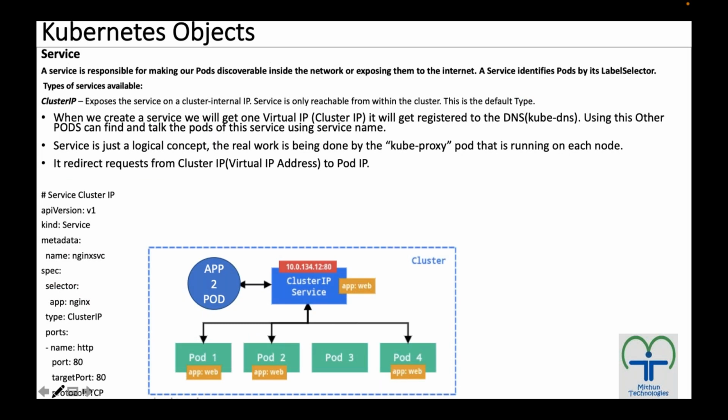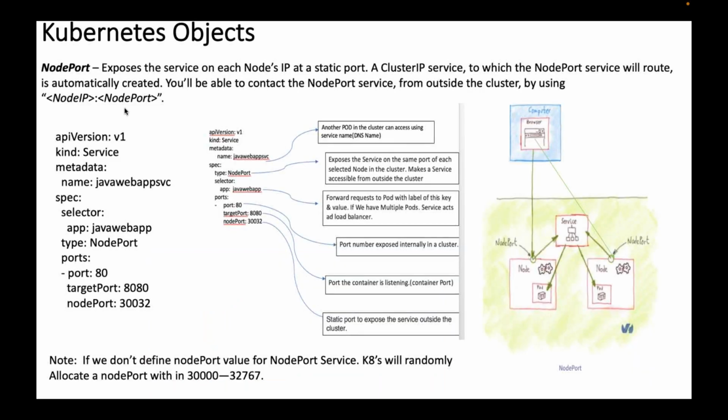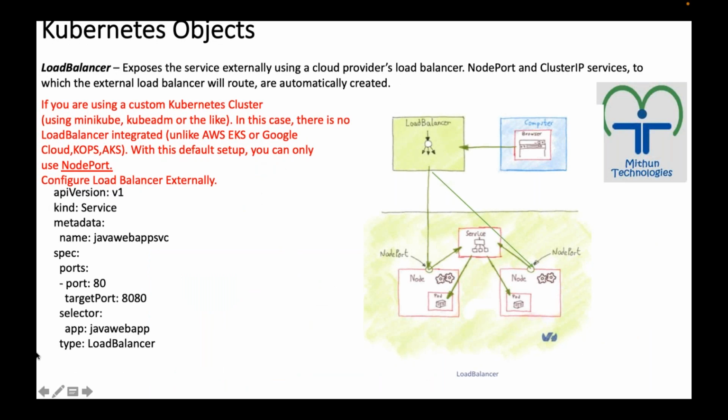Now let's continue with controllers. Now we already discussed this service, guys. What is service of type cluster IP, what is node port. I'll come to this one later. We cannot create a service of type load balancer. I cannot create a service of type load balancer now, because it's not a managed Kubernetes cluster. It's a self-managed Kubernetes cluster.